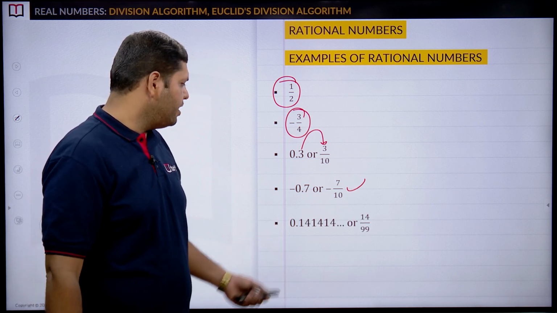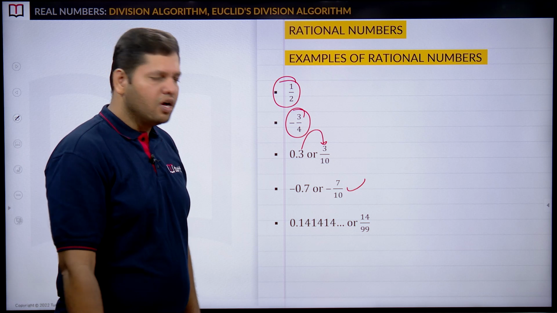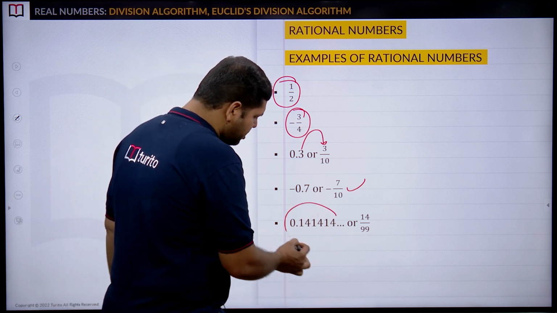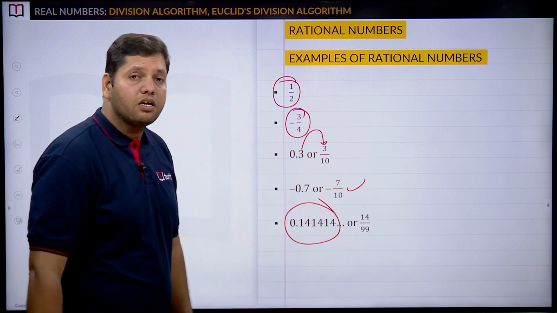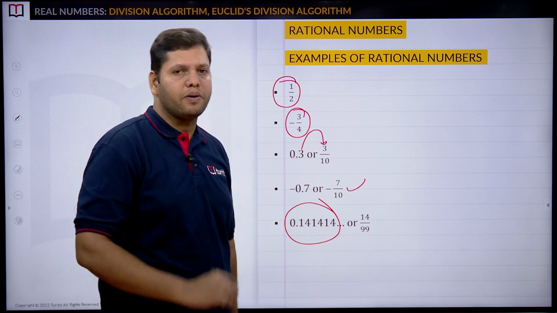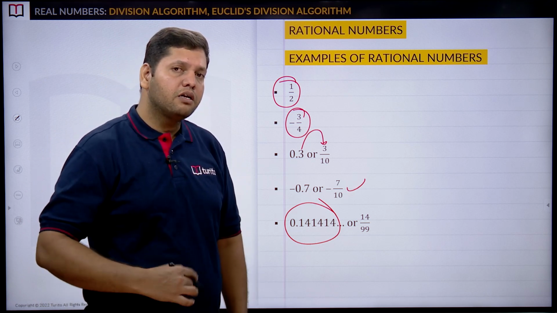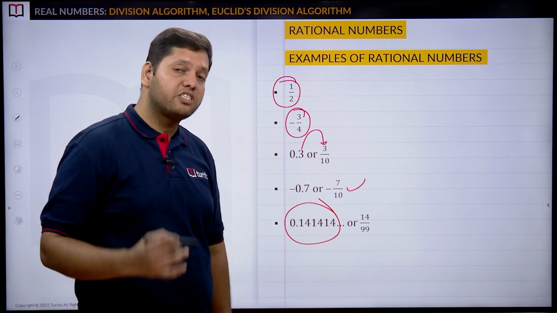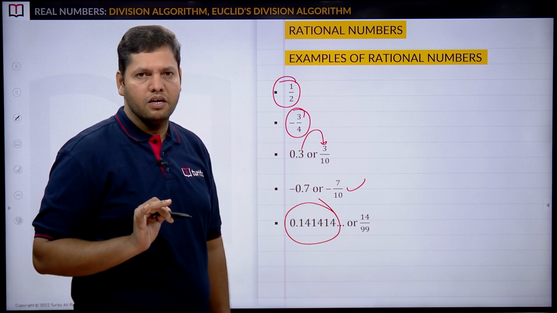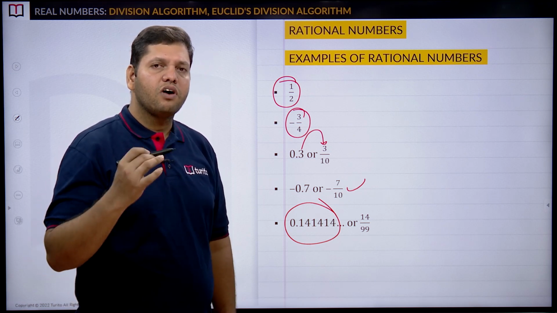Next, these types of decimal numbers, children, with a non-terminating and repeating decimal expansion. Non-terminating repeating decimal expansions are also examples of rational numbers. Those numbers we can write in the form of P by Q.